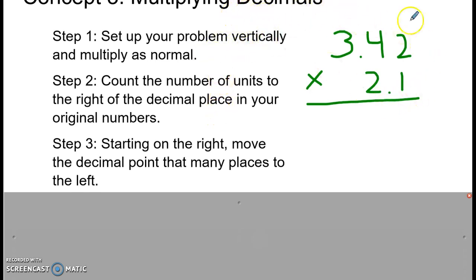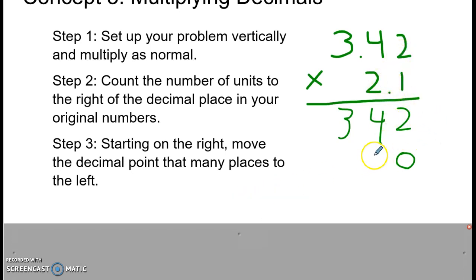If I have my problem horizontally, it makes it a lot more difficult to see where my decimals are and to do the multiplication. So set your problem up vertically, and then do the multiplication as normal, ignoring completely the decimal places. So I have 1 times 2, 1 times 4, 1 times 3. Then I need to drop down my 0.